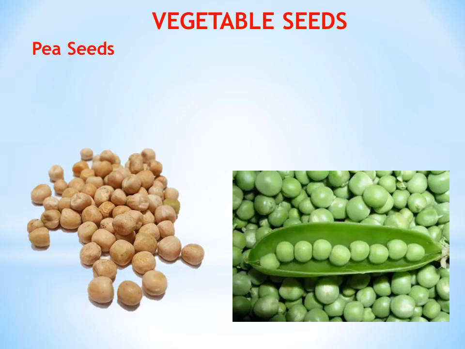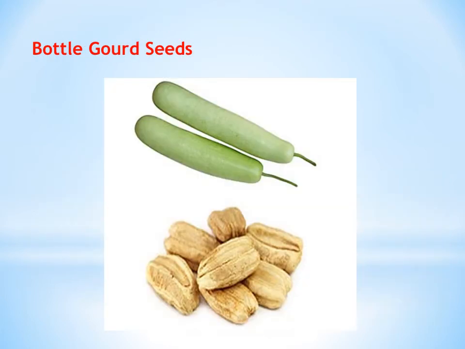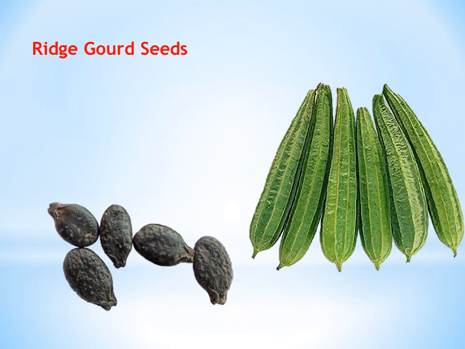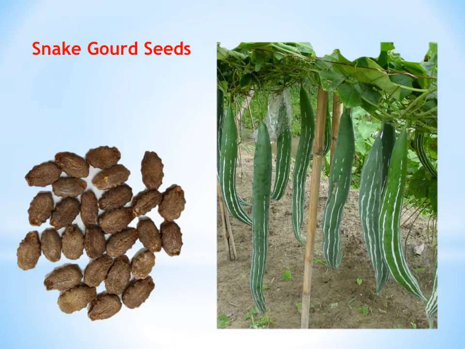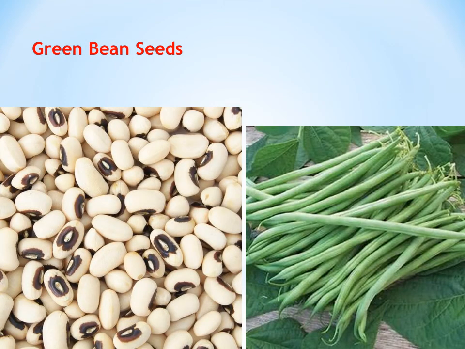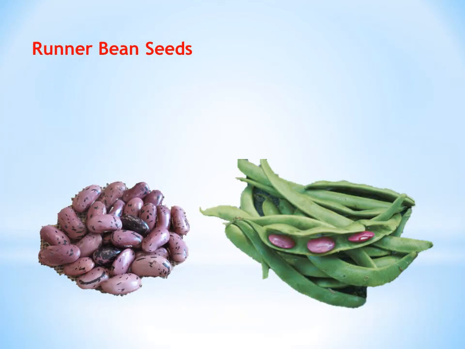Now friends, we will see the pictures of some vegetable seeds. Pea seeds, bottle gourd seeds, sponge gourd seeds, ridge gourd seeds, snake gourd seeds, pumpkin seeds, green bean seeds, runner bean seeds.